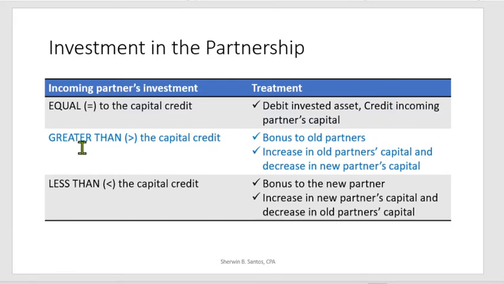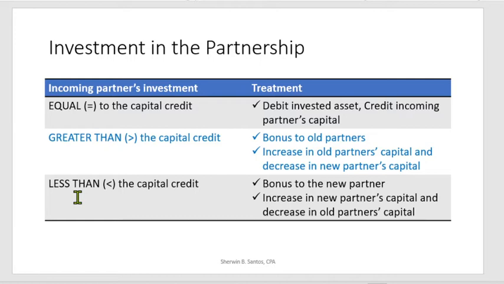The problem lies when the incoming partner's investment is greater than the capital credit or less than the capital credit. So, paano mangyayari doon? Ano, sir, anong mangyayari doon sa investment na mas malaki kaysa doon sa capital credit? What happens to the excess? The excess will be treated as a bonus to the old partners. It will increase the old partners' capital and it will decrease the new partner's capital. What happens when it is less than?